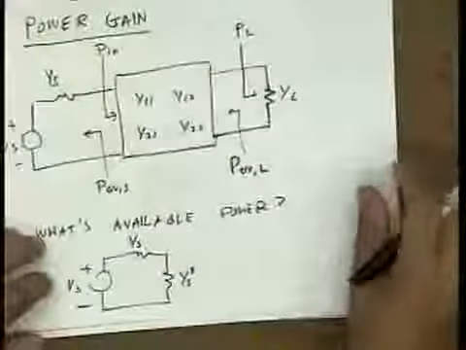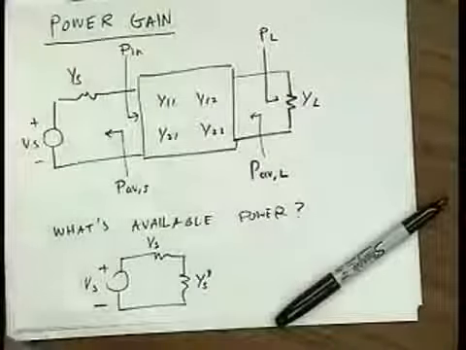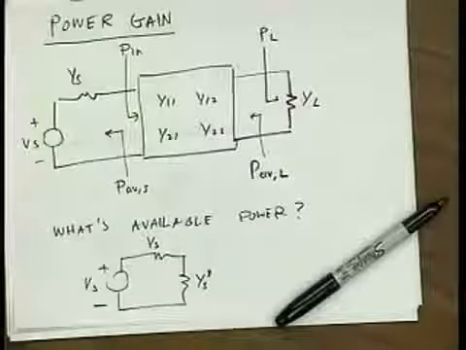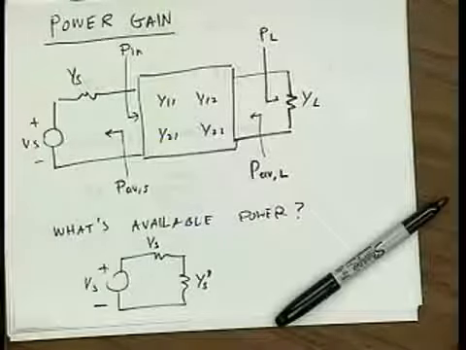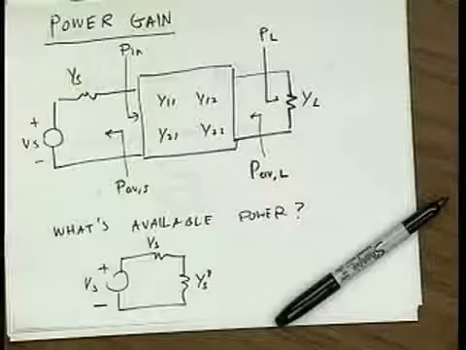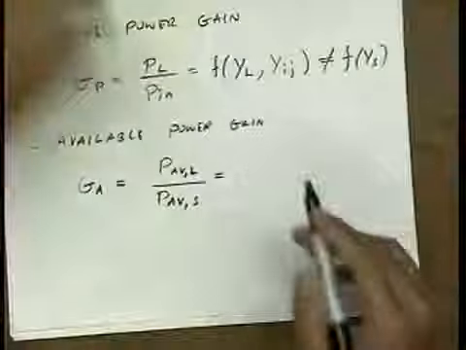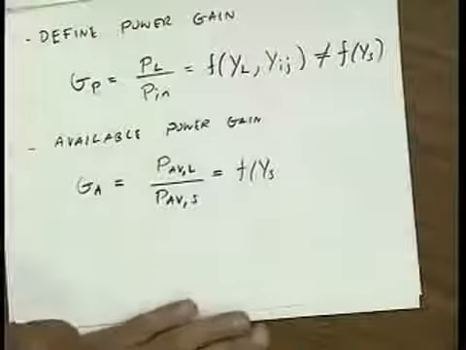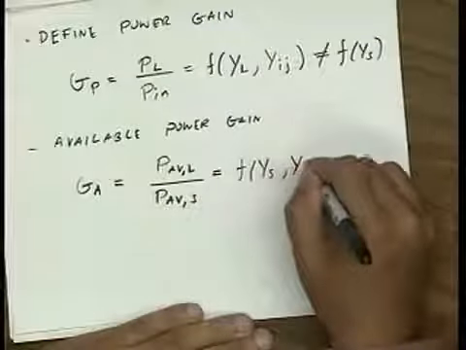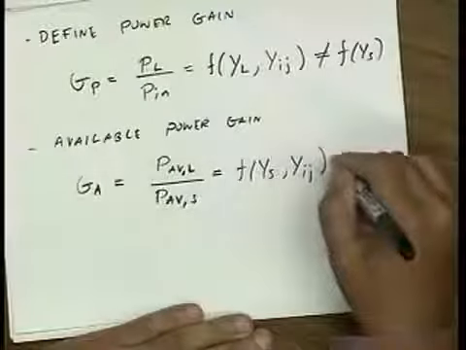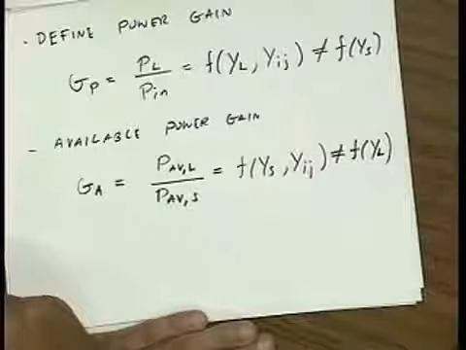Now what is this going to be a function of? Any guesses? A function of ys and yij, but not a function of yl. Exactly, right? Because we're not actually talking about how much power goes to the load. We're just looking at how much power we can extract from the 2-port. Very good. So this is a function of ys because the power available from the source is a strong function of ys. It's a function of our 2-port, but it's not a function of the load.